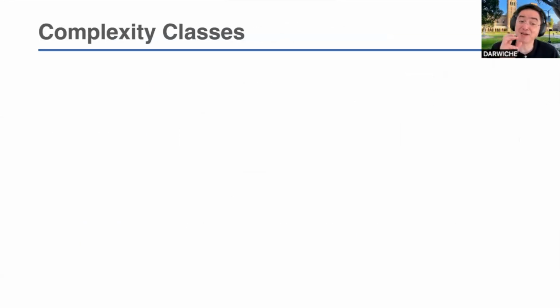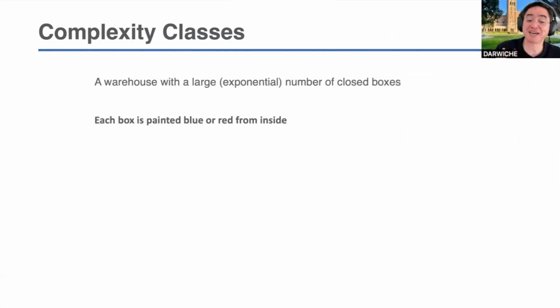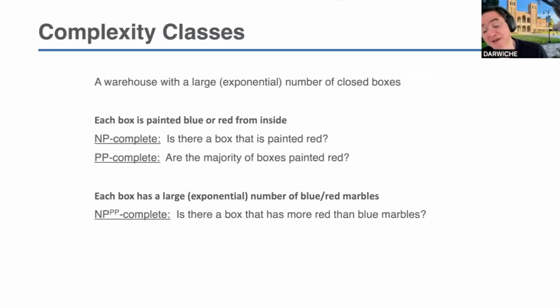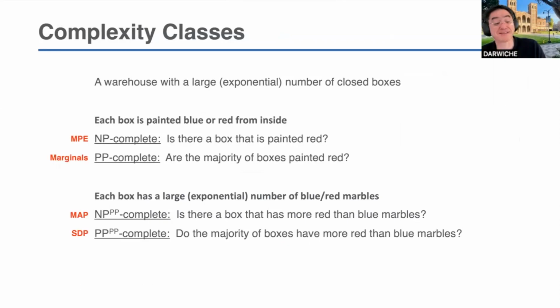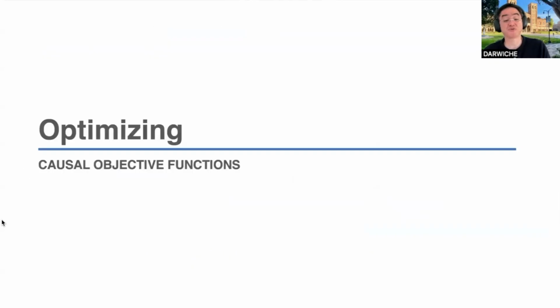I have a couple of very nice slides to talk about complexity classes, but we're going to skip this. I have a way to describe complexity classes using boxes and paint. We're going to skip this. The main thing is to know that MAP has this complexity class, which is something we're going to be referring to later. Okay, so we have the ingredients now to talk about how we optimize causal objective functions.